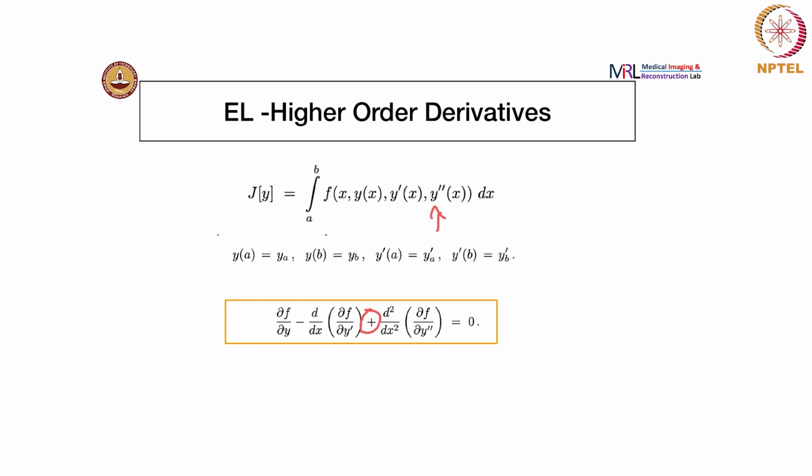That's because you will do integration by parts twice, and there will be an extra minus sign, which will make this positive. So this is the Euler-Lagrange equation, and this is the driver for all the PDE based methods that rely on calculus of variations. We will look at something called snakes, or active contours.